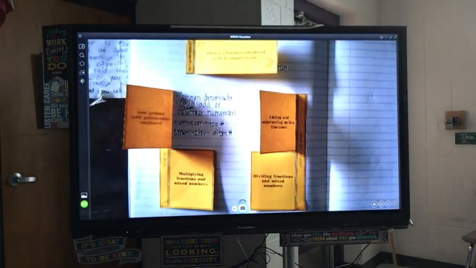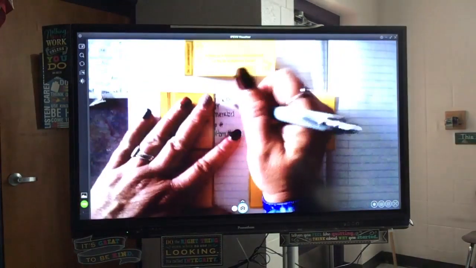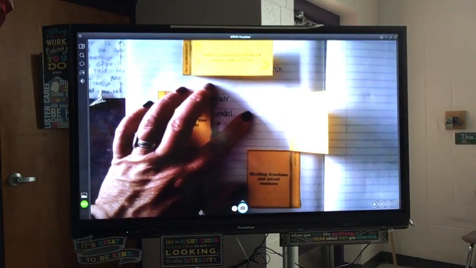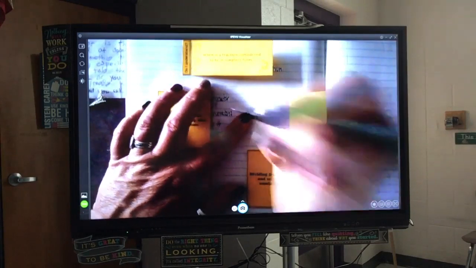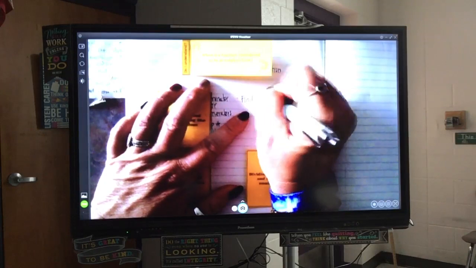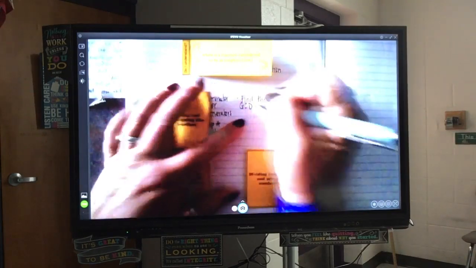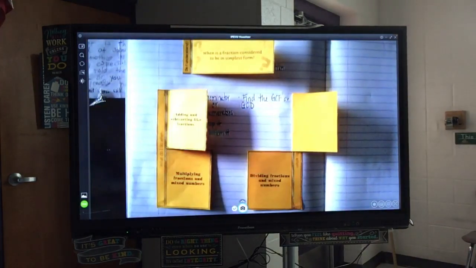All right, so the next part is adding and subtracting unlike fractions. So what do we have to do first? If they're unlike fractions, what does that mean? What's not the same? Troy. Okay, so we have to find the GCF or GCD. Do you guys know what the D stands for? Greatest common denominator or the greatest common factor. All right? Then what do we do?